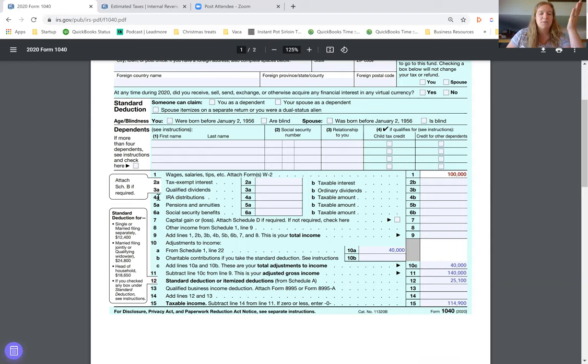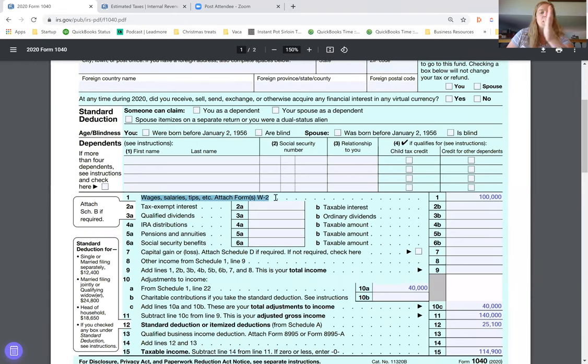So this is a line everyone's familiar with: wages and salaries from your W-2. Say this is my spouse. My spouse made $100,000 on his W-2 this year, and I'm the one with the small business. I netted $40,000, remember? So that's in another line.